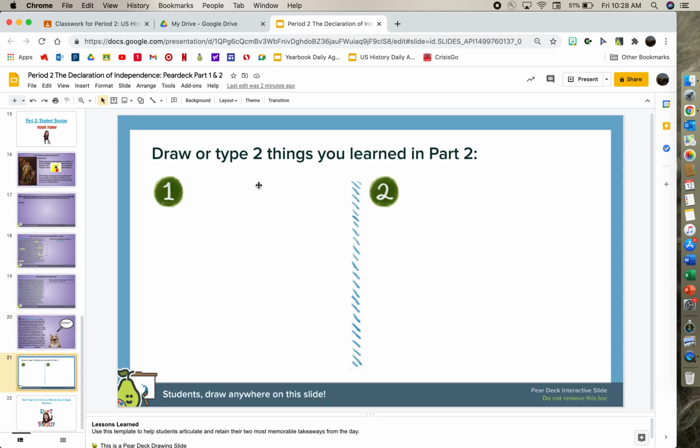Then on this slide, you're just going to tell me 2 things that you learned in Part 2. So maybe you learned a definition to a word you didn't know. Maybe you learned about the Declaration more. But just 2 things. You can draw or you can write your 2 things out.